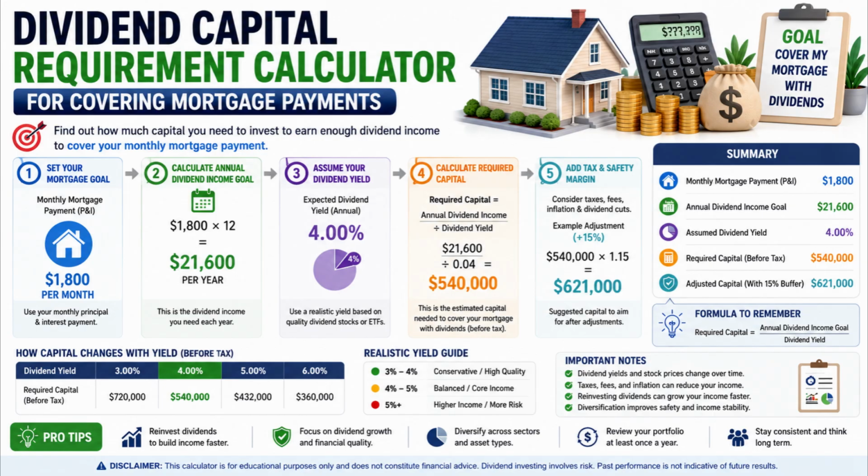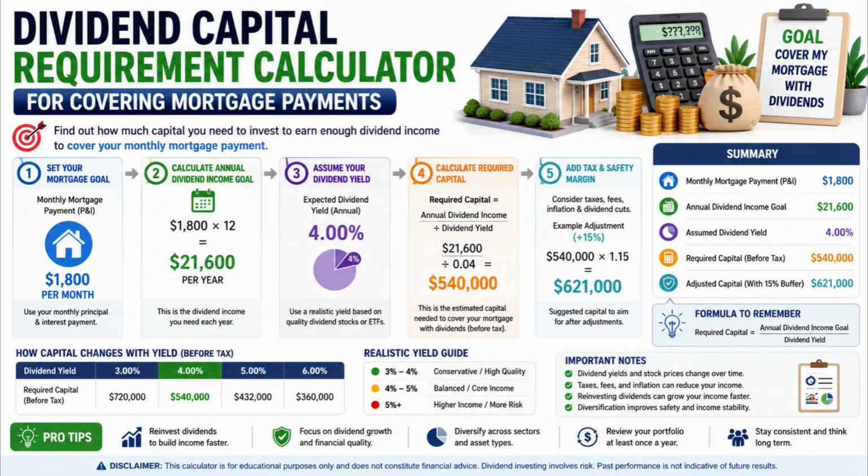Then, calculate the required investment capital by dividing the annual dividend income goal by the expected dividend yield. The formula is required capital equals annual dividend income divided by dividend yield. Therefore, $21,600 divided by 0.04 equals $540,000. This means that, at an assumed 4% annual dividend yield, approximately $540,000 may be required to generate enough dividend income to cover a monthly mortgage payment of $1,800 before taxes and other adjustments.